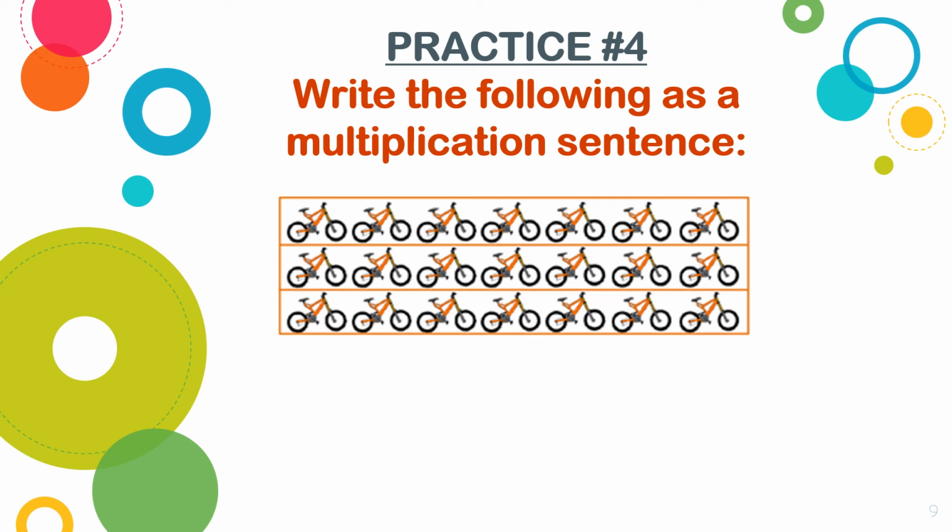On to practice number 4. Write the multiplication sentence for this image. All right, what do we have? Well, we have 3 rows, right? 1, 2, 3. 3 groups. And how many in each group? 1, 2, 3, 4, 5, 6, 7. 3 groups of 7, so it would be 3 times 7, or 7 plus 7 plus 7, and that is equal to 21 bicycles.